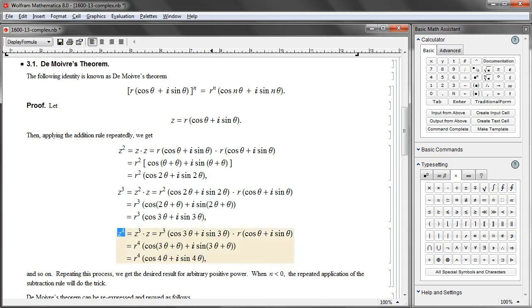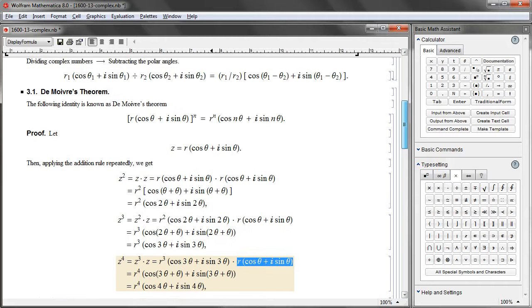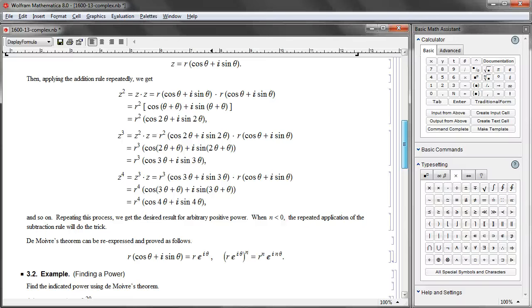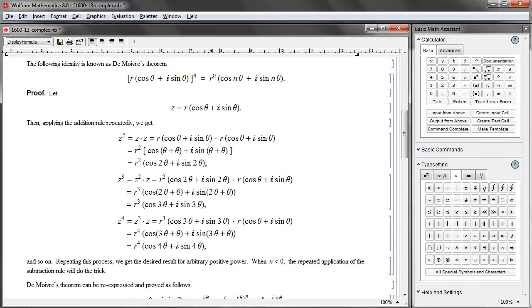z to the 4th power is z cubed times z, and z cubed is this. We just proved it. And then this is nothing more than z, and apply the same principle again. Multiply the moduli and sum up the arguments. So multiply r cubed times r, that's r to the 4th power, and then add up 3 theta plus theta, we end up with 4 theta. We ended up with the right hand side of De Moivre's theorem for n equals 4. You saw the pattern now.